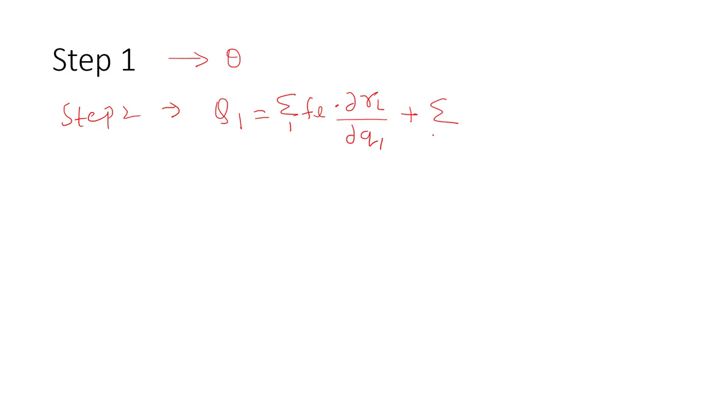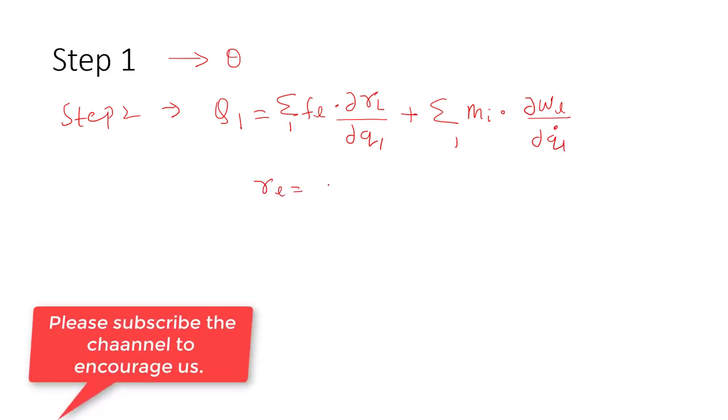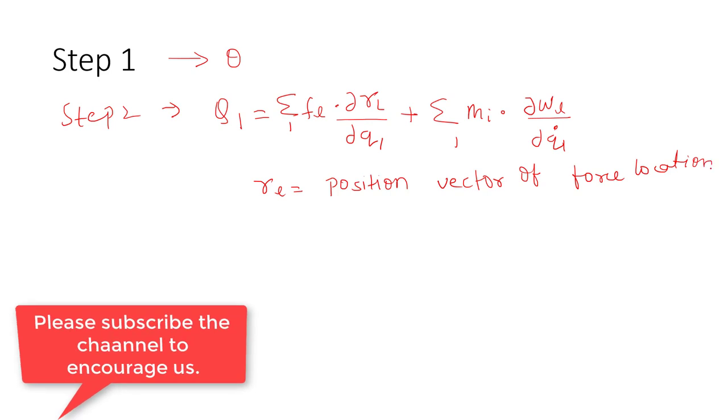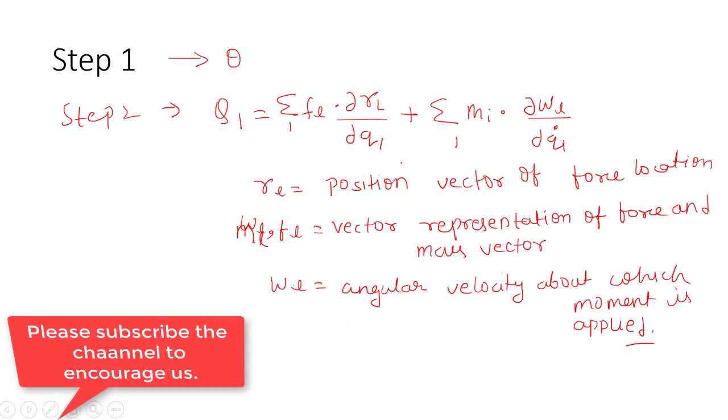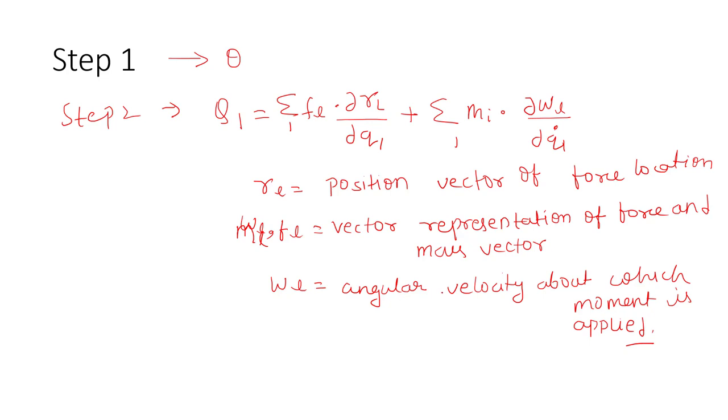It is for a single degree of freedom: summation over i of ML dot d omega L by d q i dot. Here RL represents the position vector of the force location, ML and FL represent the vector representation of the moment and force vector, and at the same time omega L represents the angular velocity about which the moment is applied.